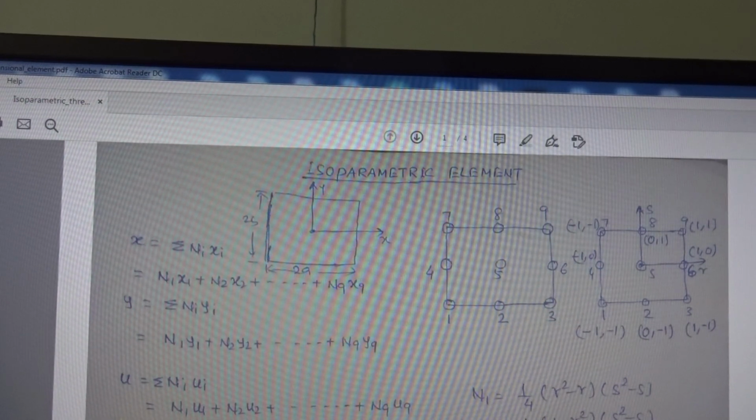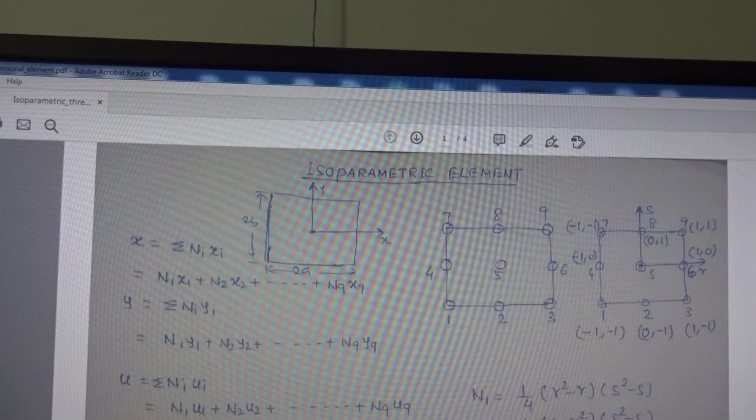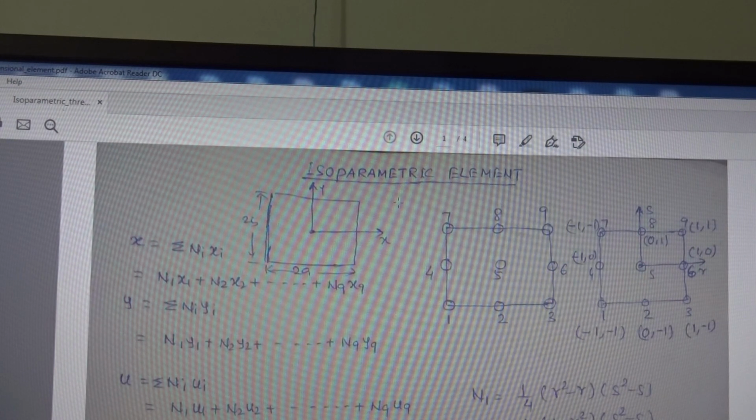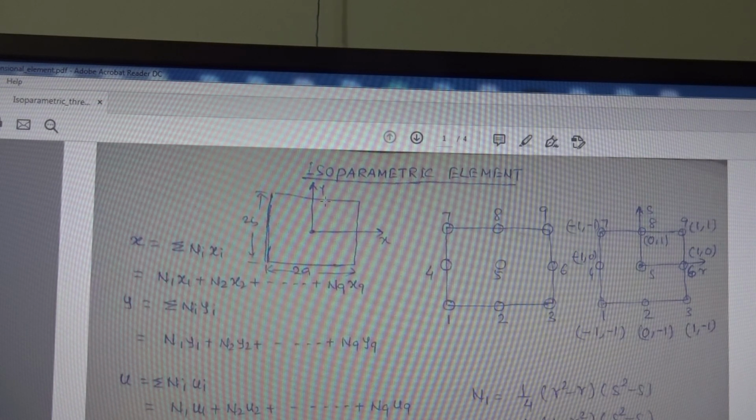Dear friends, I am going to explain the isoparametric element. I already explained it for the four-node element, but in some books you can see the number of nodes may be 8 or 9. So I will explain one example with the 9-node plane element. This one is the plane element, whose length is 2a and width is 2b.